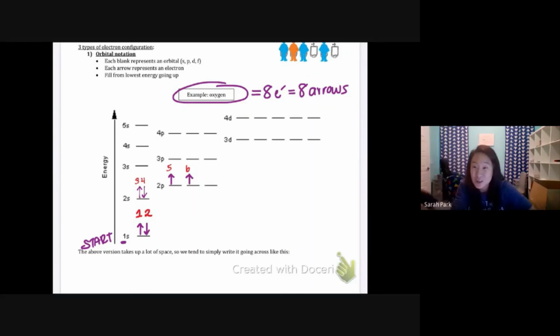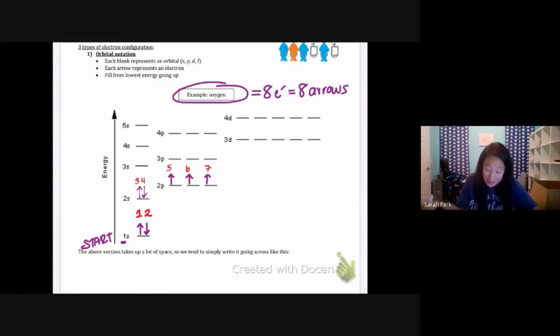Then where does electron 7 live? Well, it's still in the p house, right? But it has to go in the next available bedroom, next available orbital. So this is number 7 here. Then where does 8 go?